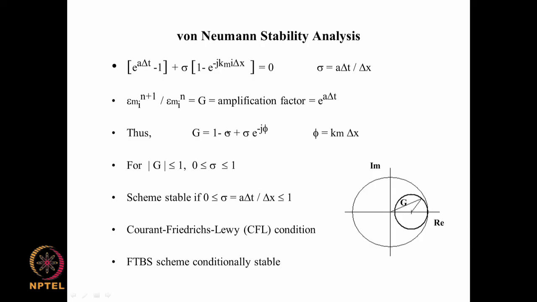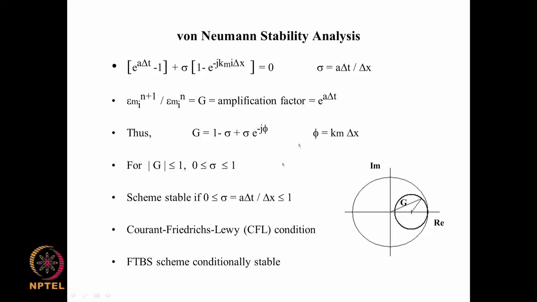So, for a given value of sigma and for phi going from 0 up to this, you can get a value for g. If that value is such that the magnitude of this amplification factor is less than 1, then you have stability. If it is greater than 1, you have instability. Now, we can see that for the modulus of g to be less than 1, sigma has to be less than 1, from this.